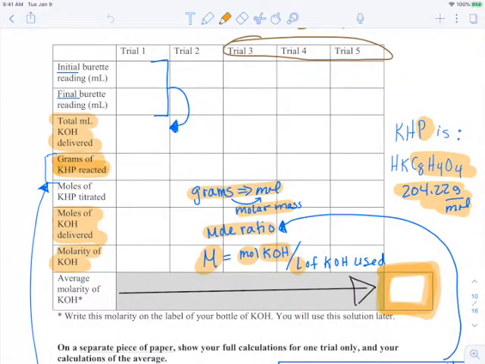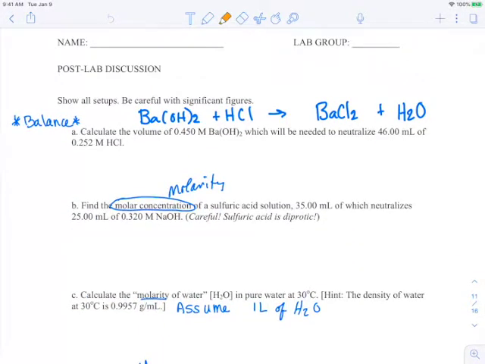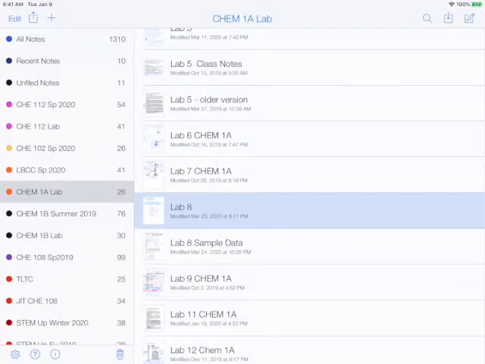All right, so let's go on and talk about those post-lab discussion questions. The very first one, I've written out your chemical equation for you, but notice it is not balanced. You're going to need to balance it. So it says calculate the volume of 0.450 molar barium hydroxide, which will be needed to neutralize 46.00 milliliters of 0.252 molar HCl. So this is very similar to the titration and the solution stoichiometry problems that we've done in class. I know those were a while ago, so let's just take a look at those.